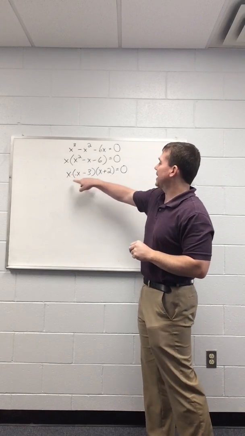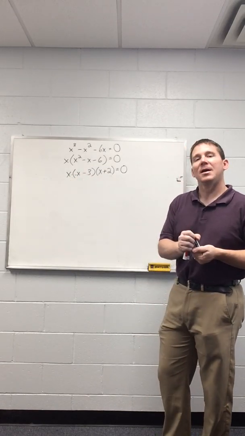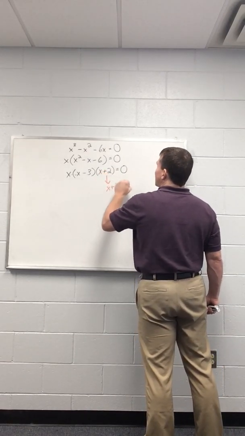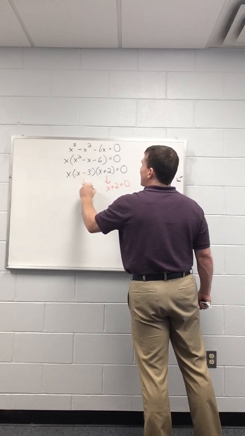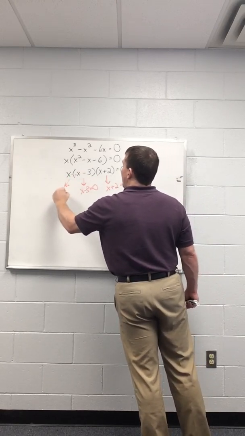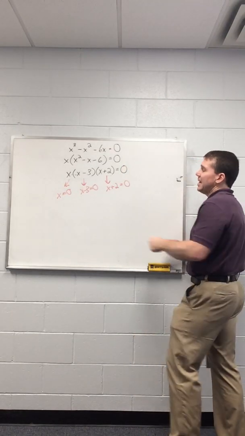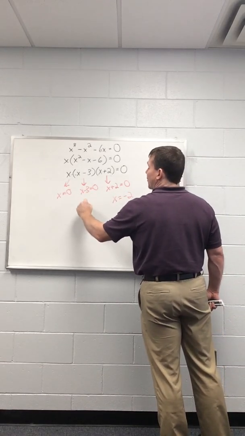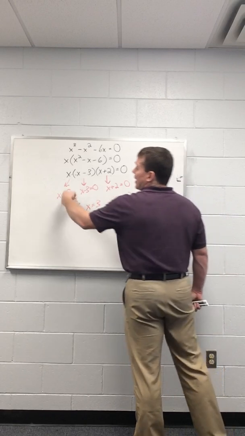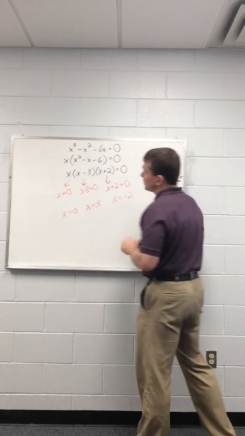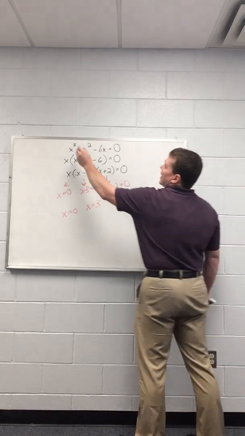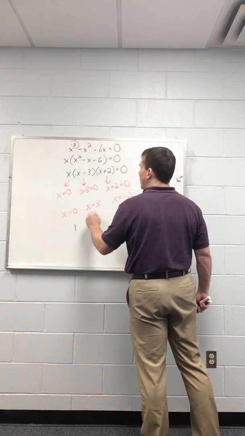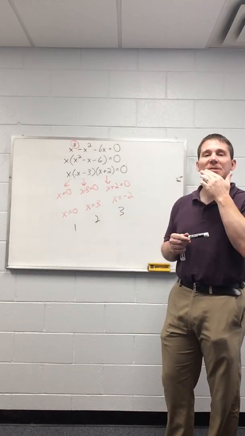And now I have 3 things: x, x minus 3, x plus 2 equals 0. And we can just apply the zero product property again. Either x plus 2 equals 0, or x minus 3 equals 0, or x equals 0. And then solve each of these. If x plus 2 equals 0, x equals -2. If x minus 3 equals 0, x equals 3. And if x equals 0, well, x equals 0. And now again, this was a third degree polynomial, it's x cubed, so I should get 3 solutions. 1, 2, 3. So I got all the solutions that I want.